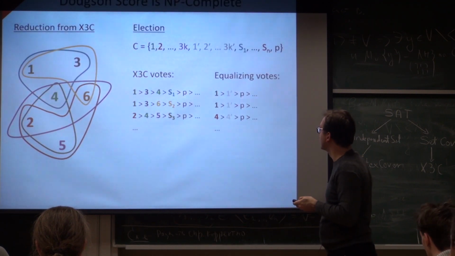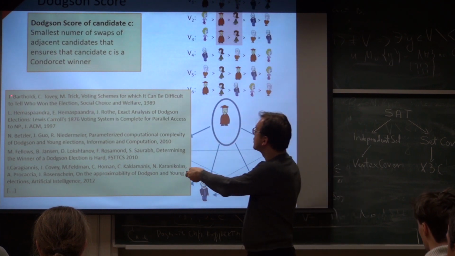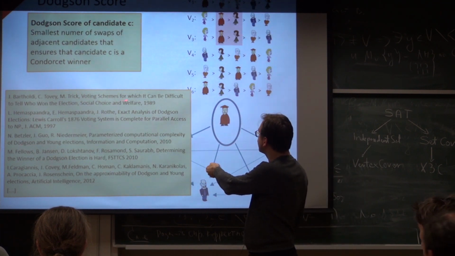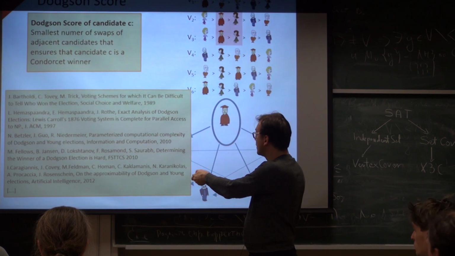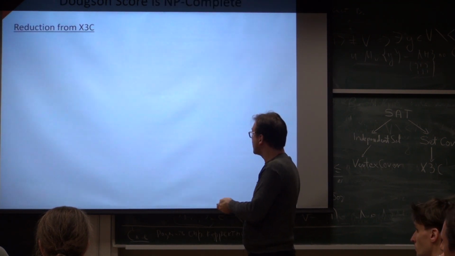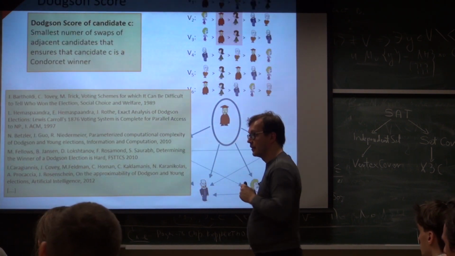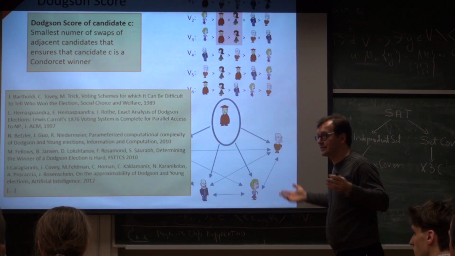Going back. Dodson is indifferent. Yes. So the original proof was a Bartholdi-Tovey-Trick voting scheme, for which it can be difficult to find your proof on the slides. Where can you find the literature? Yeah, so the proof I show is from this paper. I guess I can make my slides available as well.